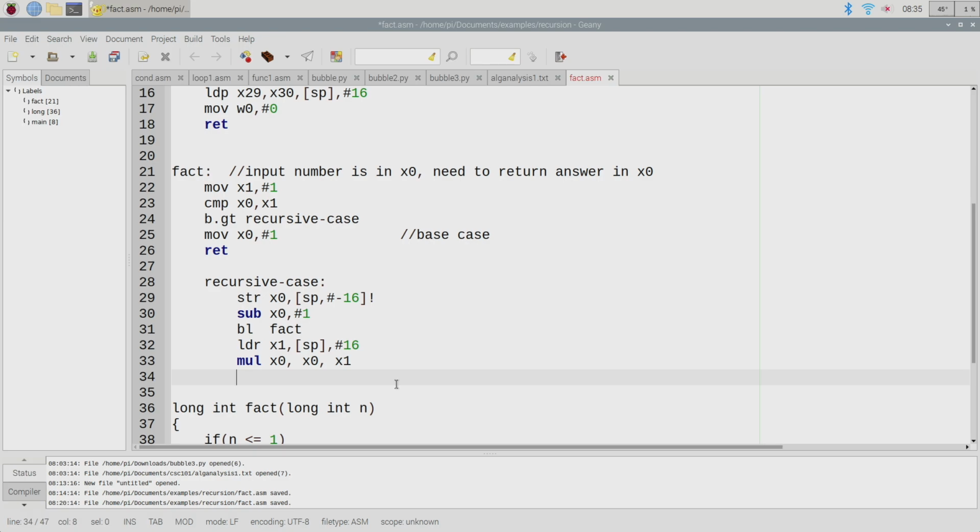Yes, branch with link, and the link part's important, and I'm going to add 2 instructions. I'm going to add a couple instructions here in a moment.